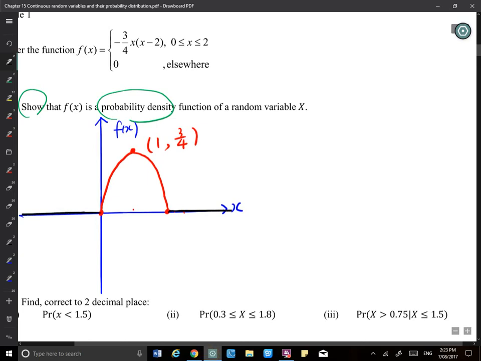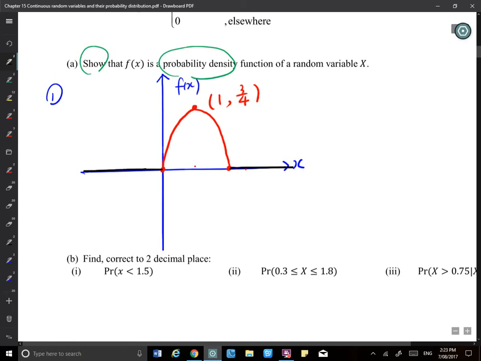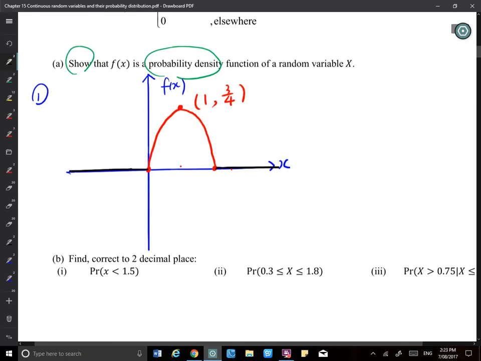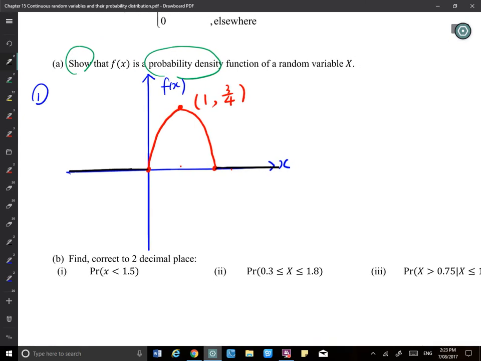Can you see the black line? I need to sketch it. That's a density function. That's the full graph for the density function. If you only show the red part, that is not correct. You must have the 2 black lines, which are at 0. So the first one is satisfied.